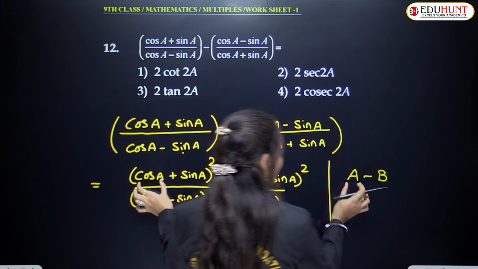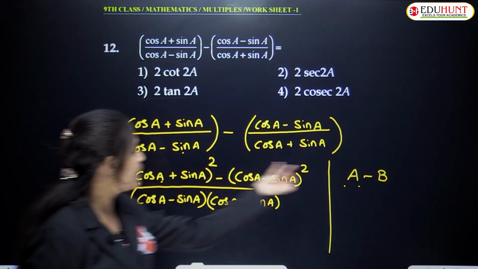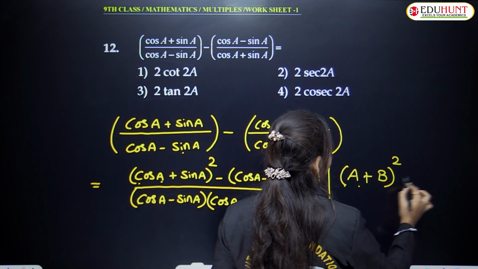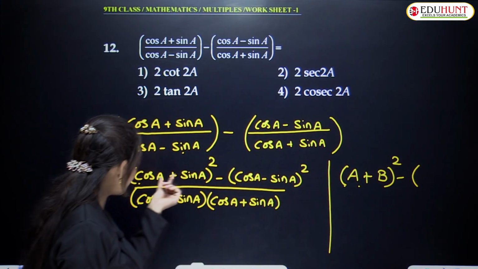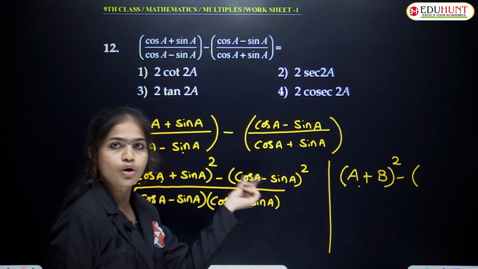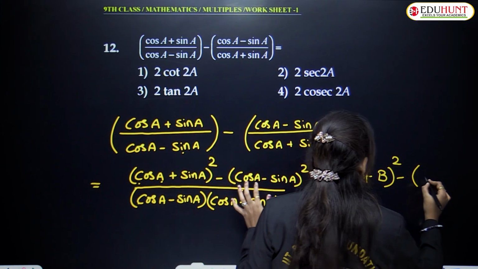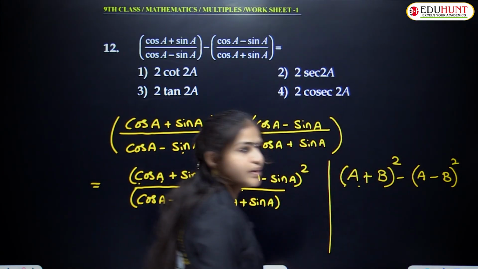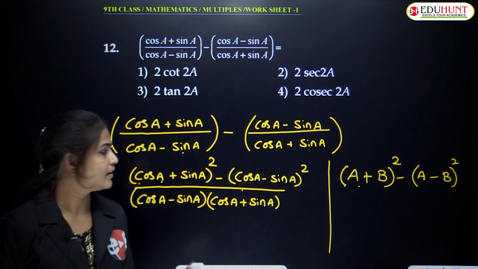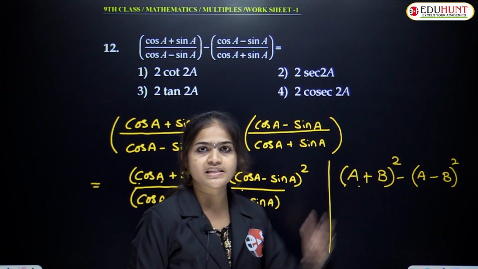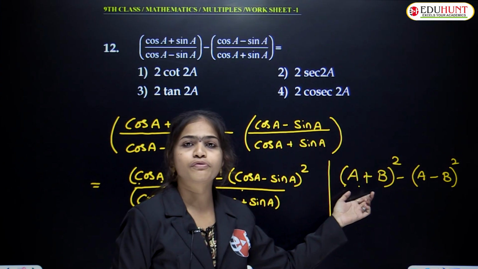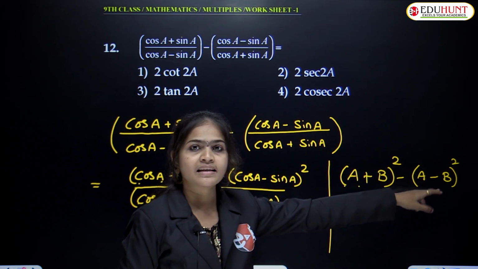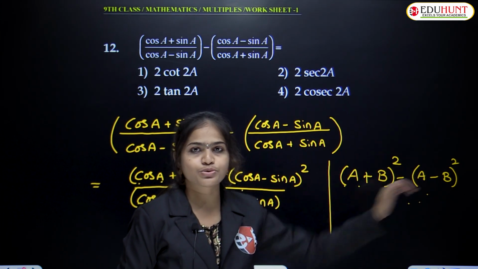So cos A I am going to take as A and sin A I am going to take as B. So here A plus B whole square minus, again here also same terms, no? So that's why here cos A we can write as A minus B whole square. So children, we know one of the formulas here. What is that? A plus B whole square minus A minus B whole square. So the A plus B whole square formula is A square plus B square plus 2AB. And here it is A square plus B square minus 2AB.